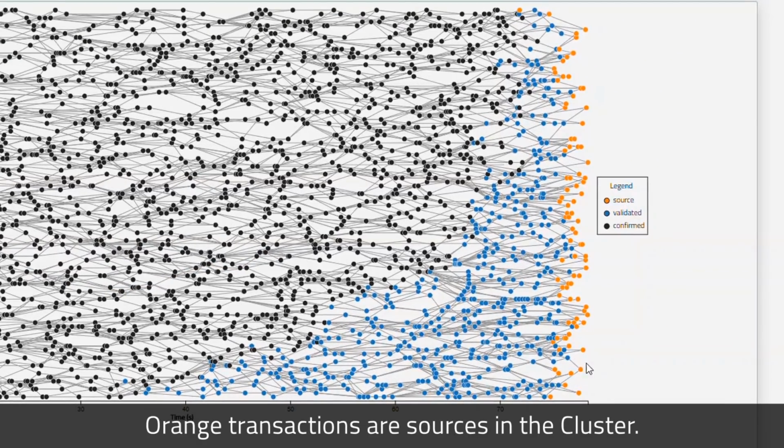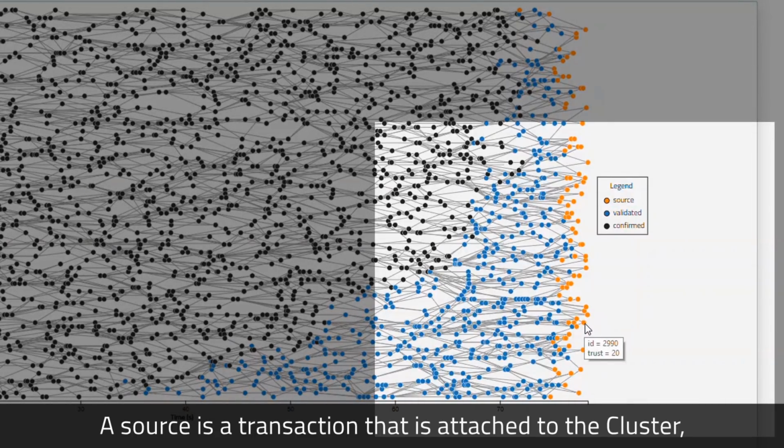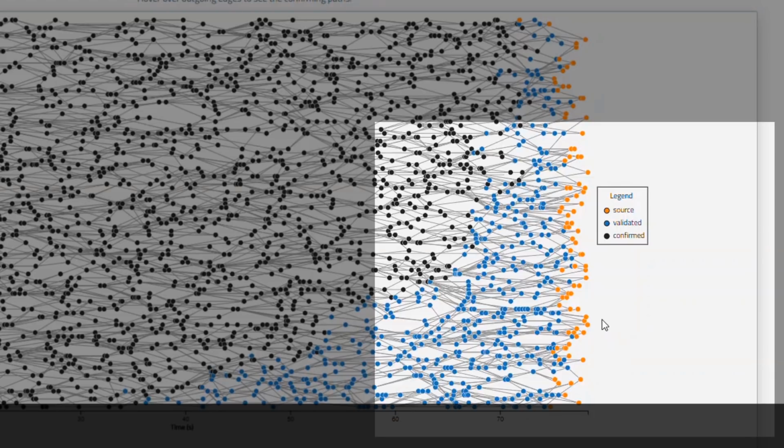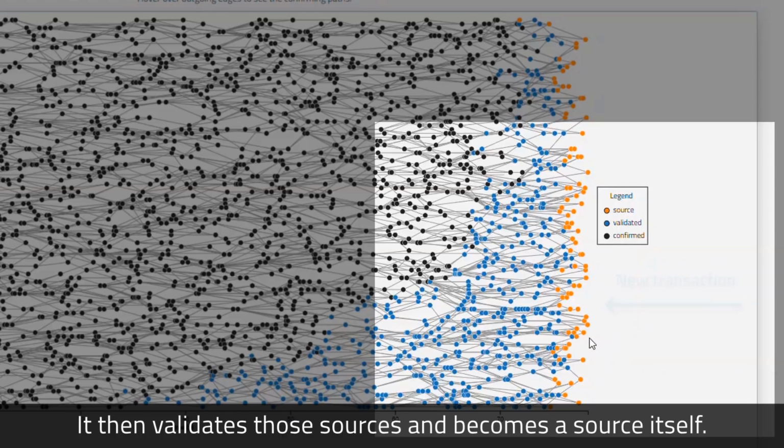Orange transactions are sources in the cluster. A source is a transaction that is attached to the cluster, but with no transaction currently attached to it. When a new transaction arrives, the source selection algorithm is used to choose two sources. It then validates those sources and becomes a source itself.